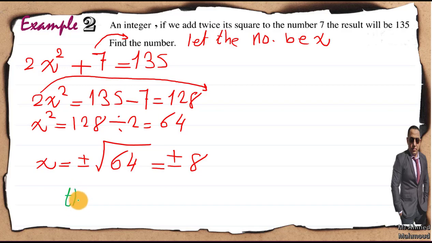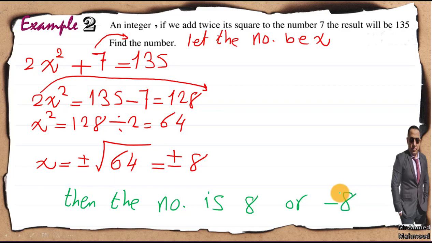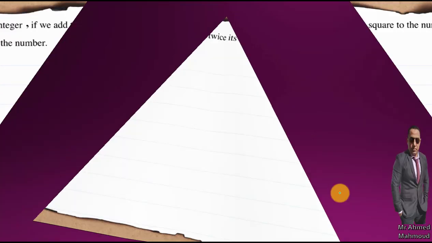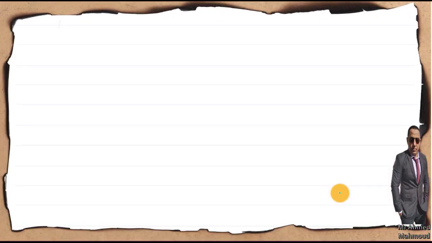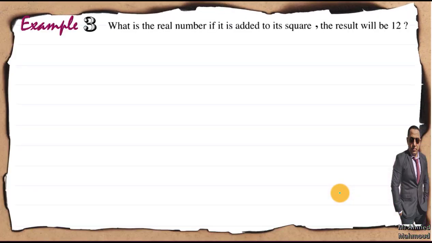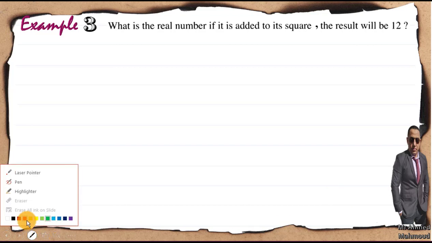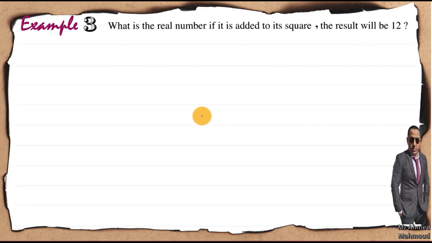Then the number is 8 or negative 8. There isn't a solution set in this type of question. Number 3: what is the real number, if it is added to its square, the result will be 12? Real number, this number is x. Let the number be x.